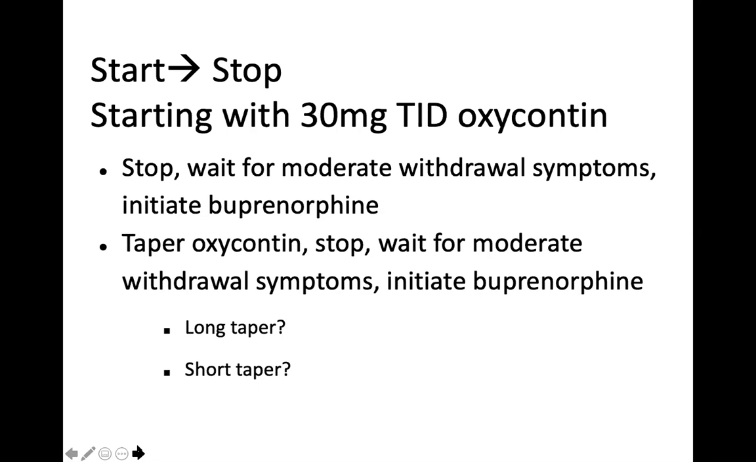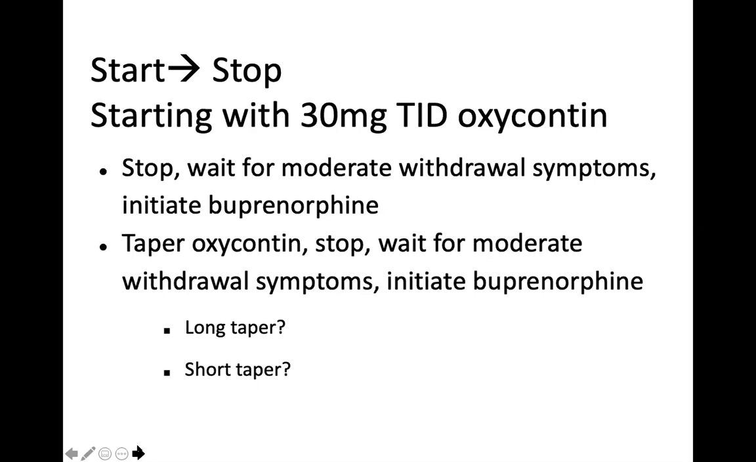You might elect to taper the full agonist slightly if the patient can tolerate it, but knowing that this person's still going to have to go through withdrawal symptoms in order to start. And then if you decide to taper the dose, you have to make a decision if you want to do it quickly, or if you want to do the taper longer.